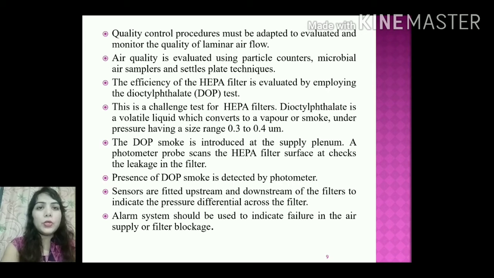A photometer probe scans the HEPA filter surface and checks the leakage of the filter. Presence of DOP smoke is detected by the photometer. Sensors are fitted upstream and downstream of the filters to indicate pressure differential across the filter. An alarm system should be used to indicate failure in air supply or filter blockage. So to check the efficiency of HEPA filters, the DOP test is used.